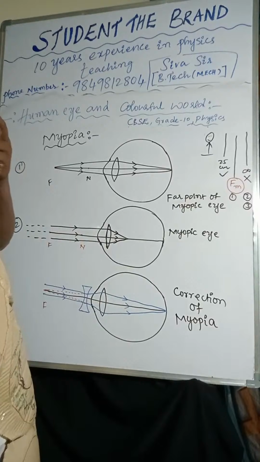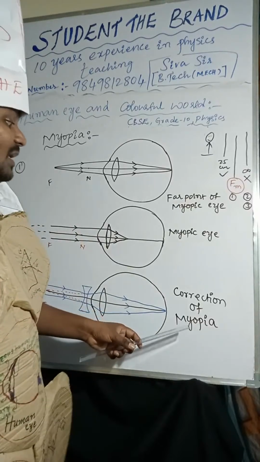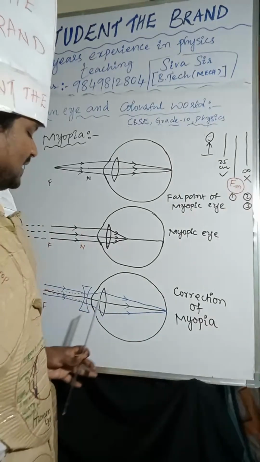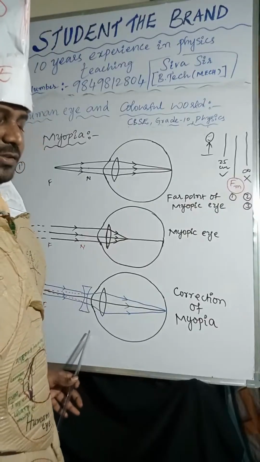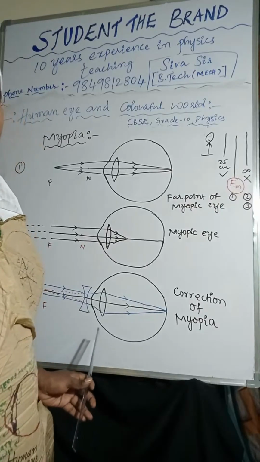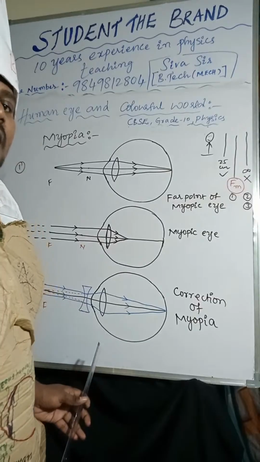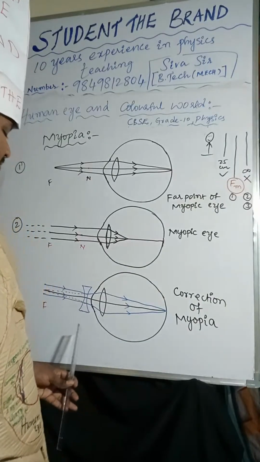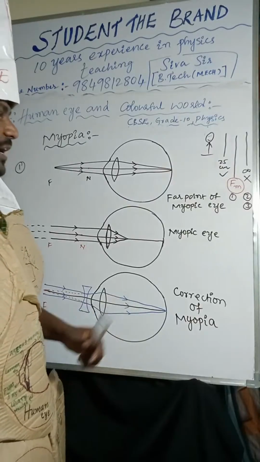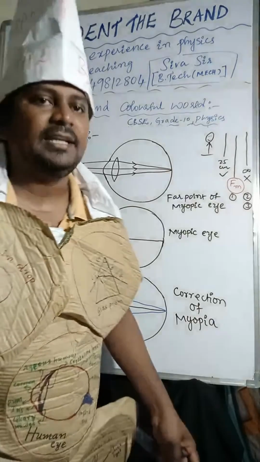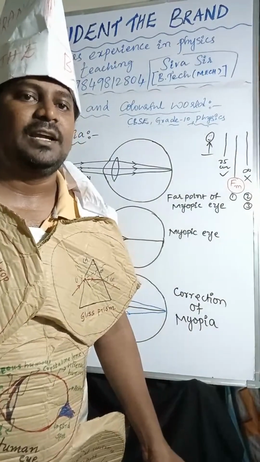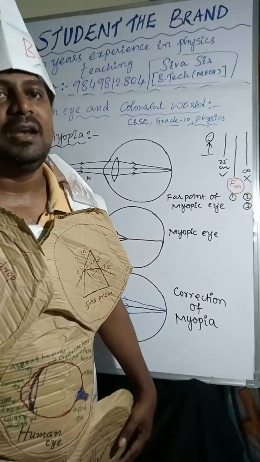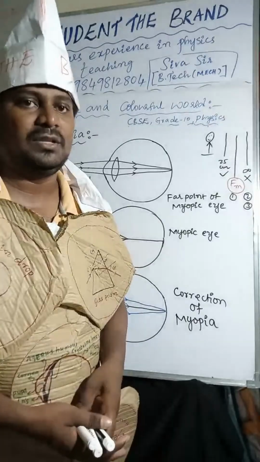Next we are going to the correction of myopia. What lens are we using? A concave lens. To correct the defect of myopia, we are using a concave lens. I hope it is very clear to you all. Do you have any doubts? You can ask. Otherwise, I'll go to the next topic.